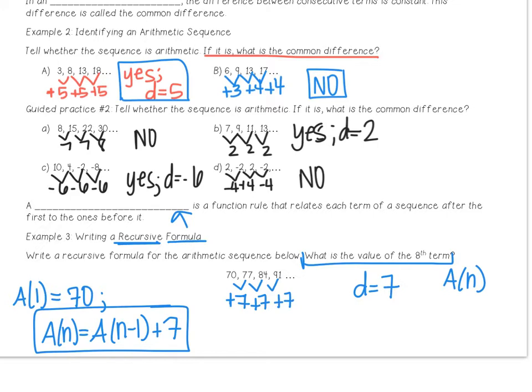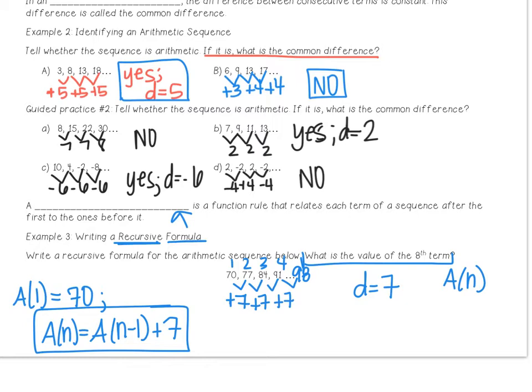So they asked for the 8th term, so the 8th term, A sub 8, is going to be the 7th term plus 7. So we're going to keep that going. This is the first term, second term, third term, fourth term. The 5th term is going to be 98 because you add 7.